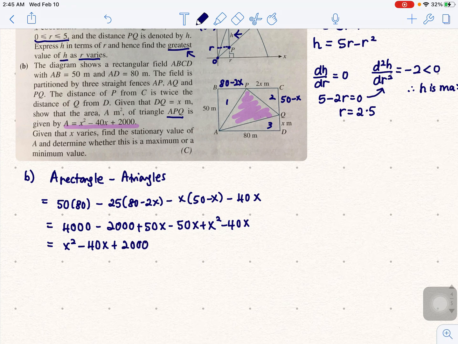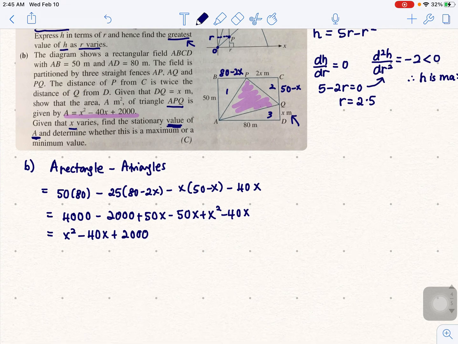Okay, shown. Now as x varies, of course x can change. We don't know what it is. It's a variable. They say find the stationary value of A. So they want you to find the value of A, and the keyword stationary is given. So what are you going to do? You know at a stationary point, dA/dx, your variable here is x, is definitely 0.